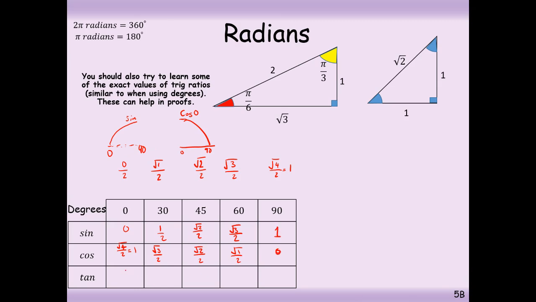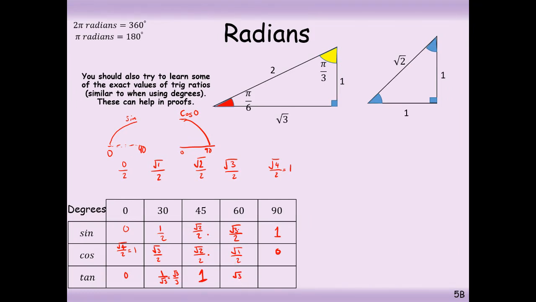And for tan, we will have sine divided by cosine, because tan is opposite divided by adjacent. So 0 divided by 1 is 0. Half divided by root 3 over 2 is 1 over root 3, which can be rationalized as root 3 over 3. For 45 degrees, the two values are exactly the same, so tan of 45 degrees is 1. And the tan of 60 degrees would be square root of 3.